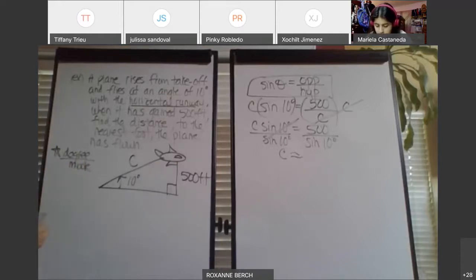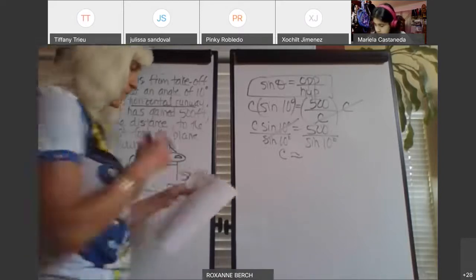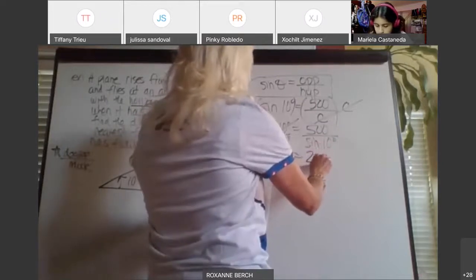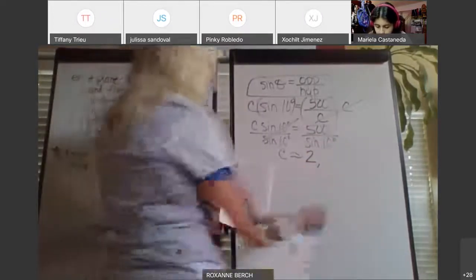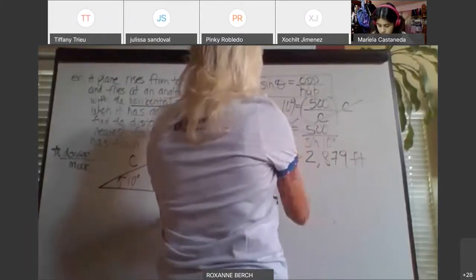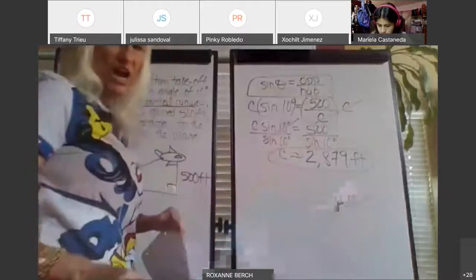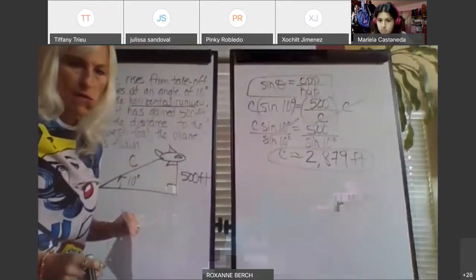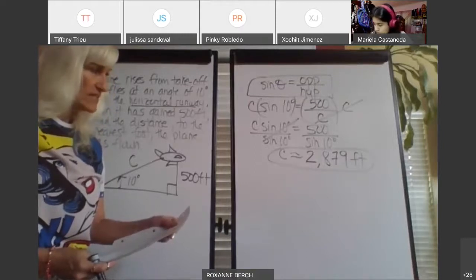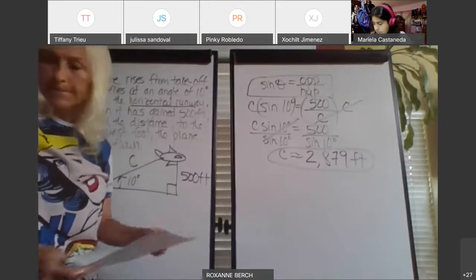So what do you get? You have to round to the nearest foot. Is that what you got? So you would say the plane has flown a distance of 2,879 feet.